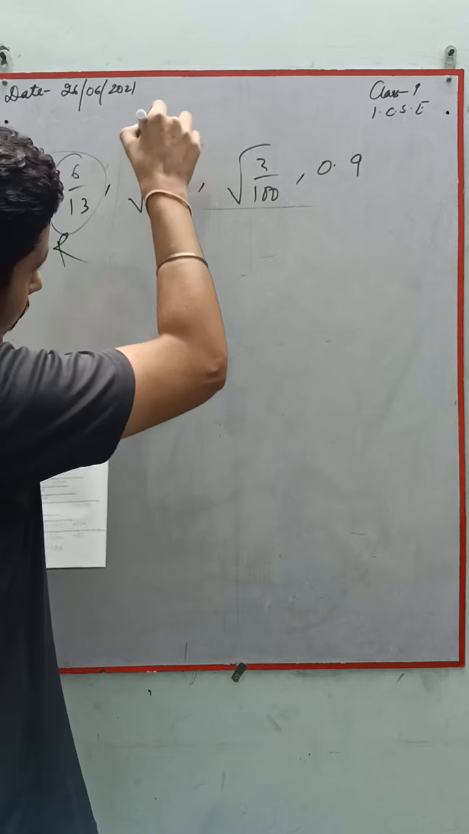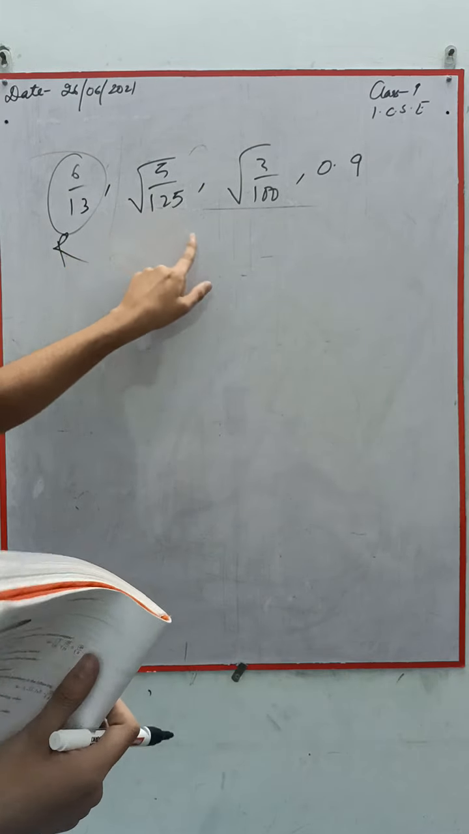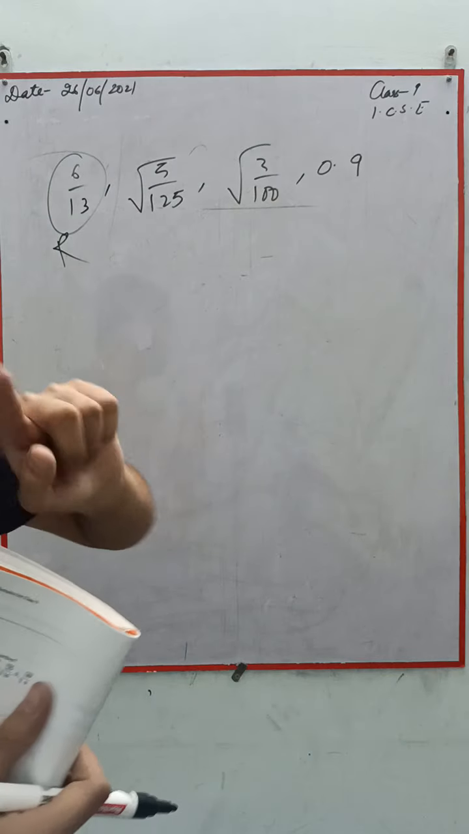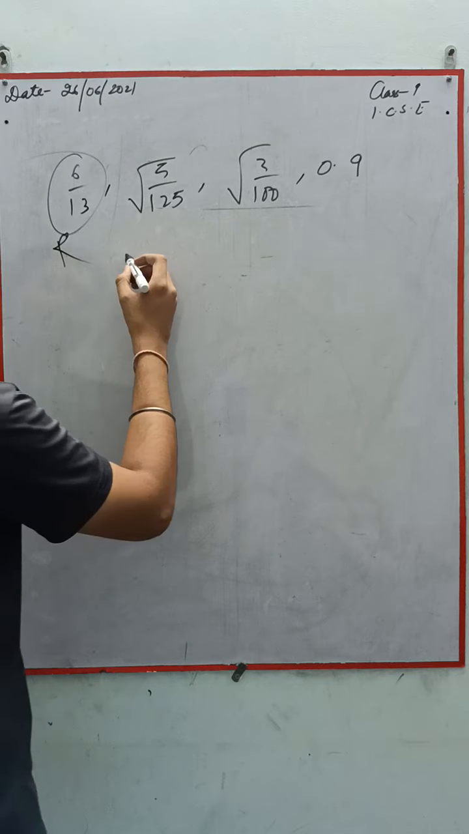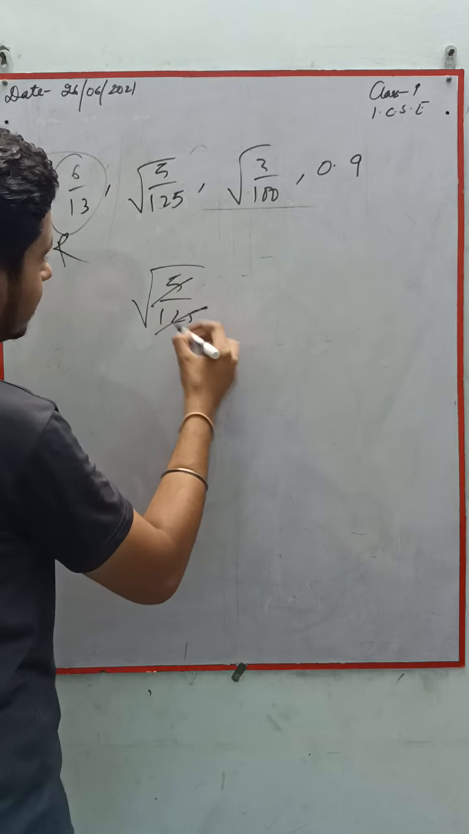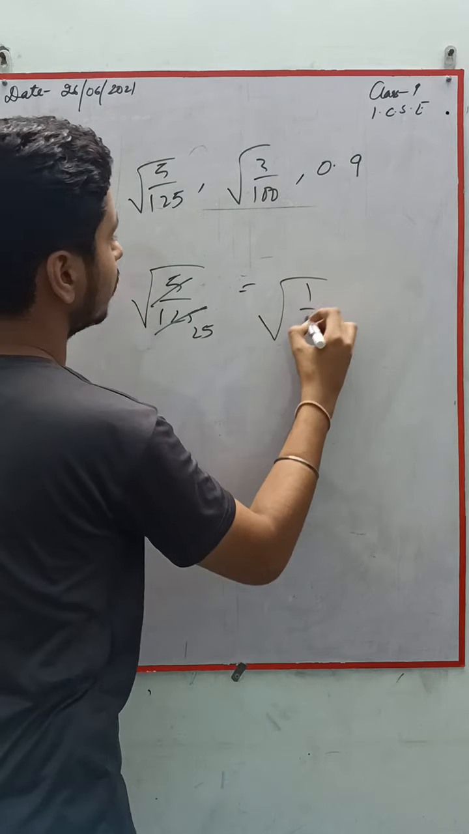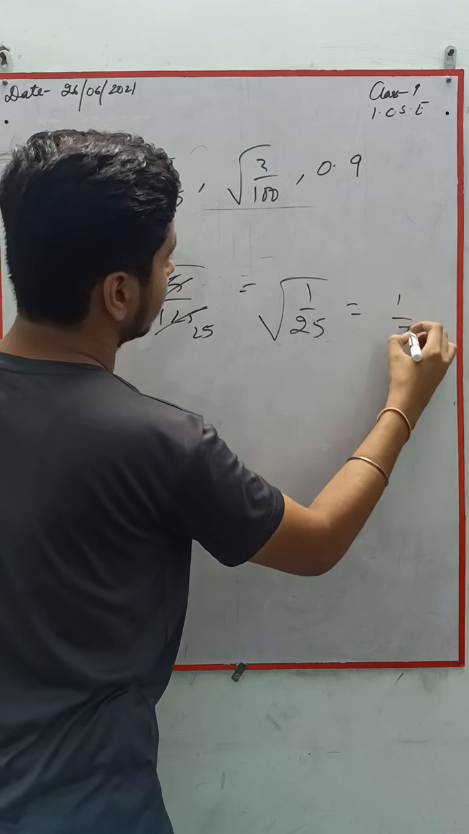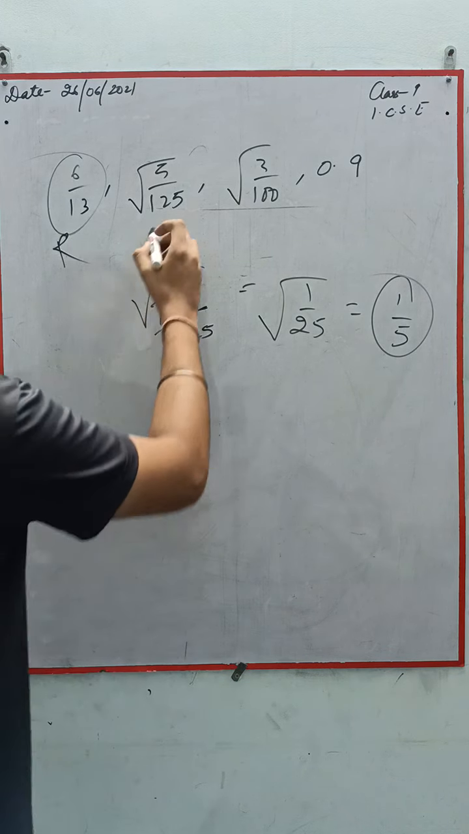Okay, if we talk about this, as I said, is under root of any digit an irrational number? No, sometimes you need to solve also. Just check whether we can simplify or not. So we can say 5 upon 125, this 5 can be cancelled with this 125, we will get 25, and under root of 1 upon 25 is 1 upon 5. Now this becomes a p by q form. So hence it is a rational number, not an irrational number.